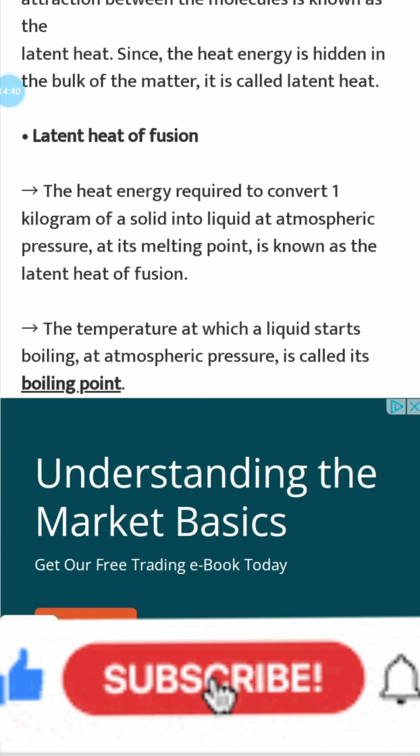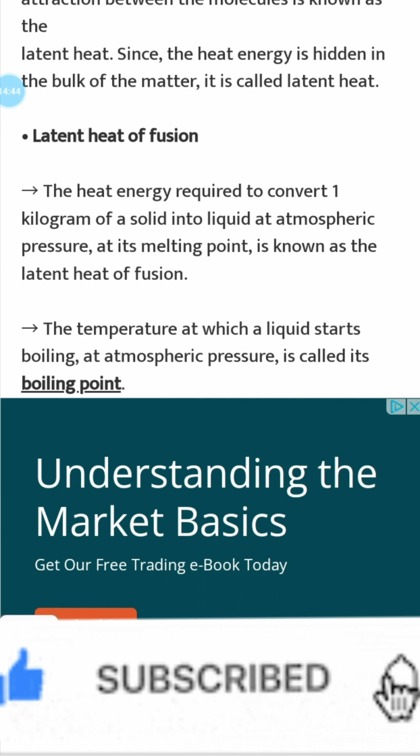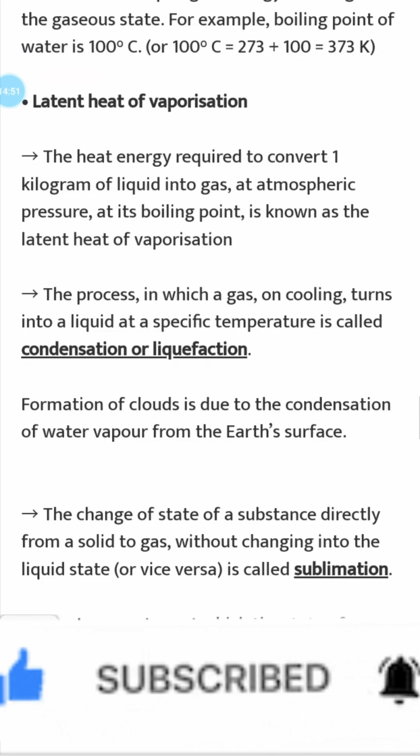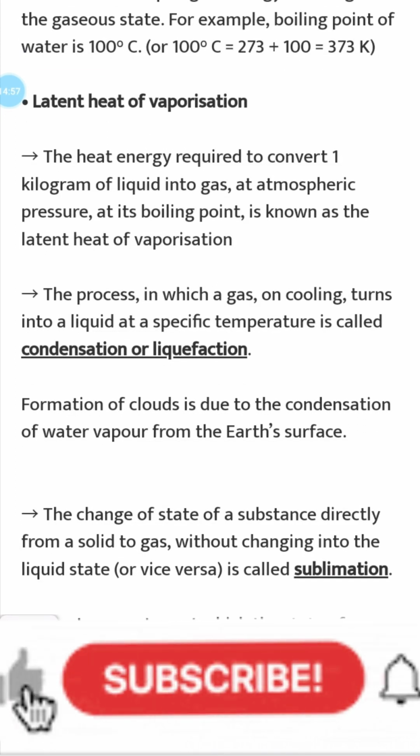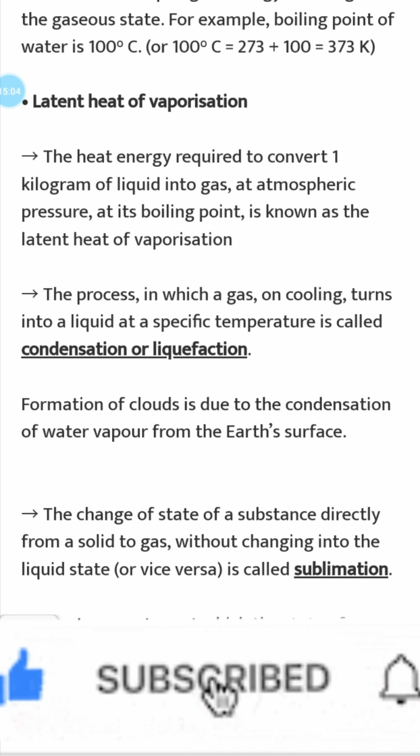We have latent heat of fusion. The heat energy that is required to convert 1 kg of solid into liquid at atmospheric pressure at its melting point is known as the latent heat of fusion. We have latent heat of vaporization in the same way. The heat energy that is required to convert 1 kg of liquid into gas at atmospheric pressure at its boiling point is known as the latent heat of vaporization.